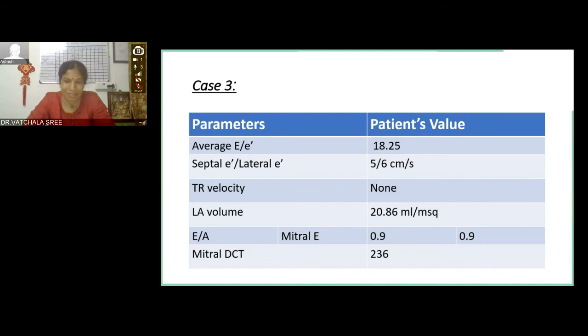Right, ma'am. So there is a question about how to measure E by E prime. How to measure E by E prime?